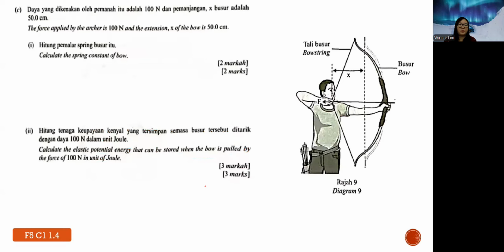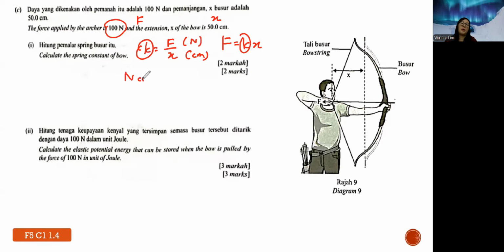Then C. The force applied by the archer is 100 Newton and the extension is 50 cm. Calculate the spring constant. What is the formula for spring constant? We have F equals Kx, where K is the spring constant. So K equals F over x. You have F and you have x. If you directly substitute, be careful with the unit. The unit would be Newton and cm, so you get Newton per cm, but cm is generally not an SI unit.